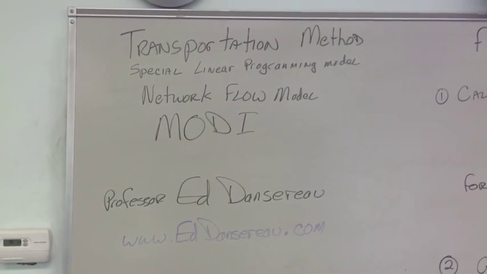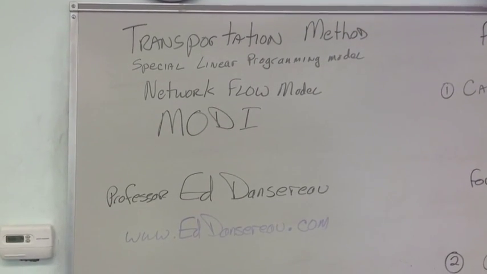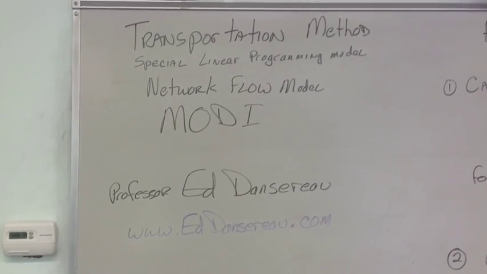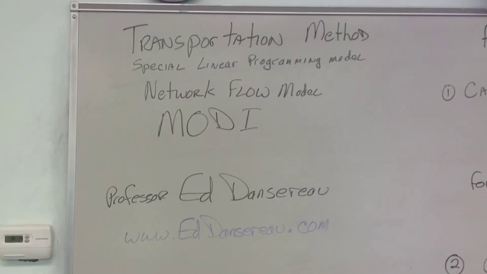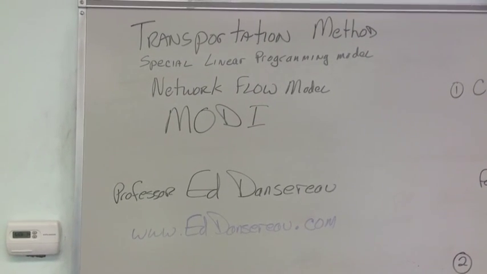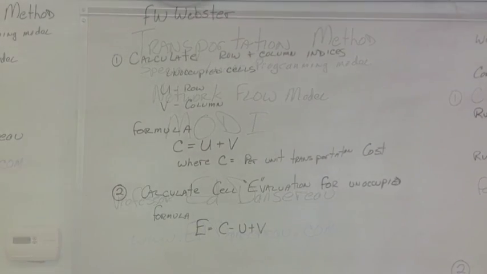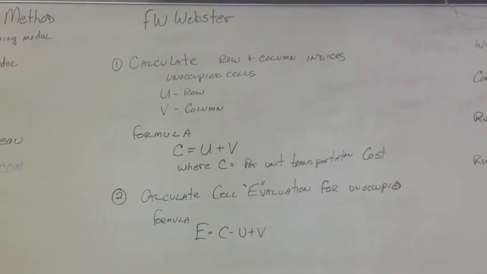Now we look at the MODI method. Again, we start the problem using the minimum cost method to set up our initial feasible solution. And we use the MODI method to do steps 3 through 6. So we'll have to do a two-step process with the MODI.